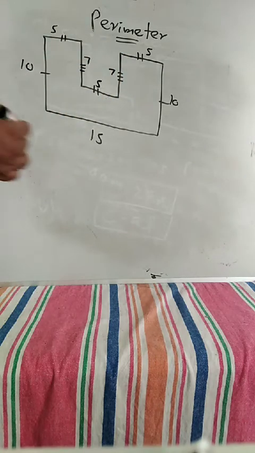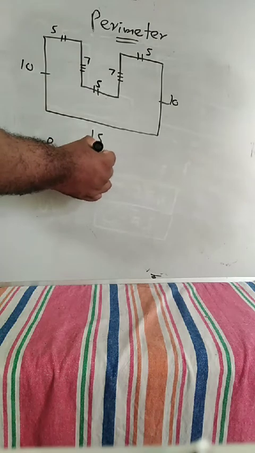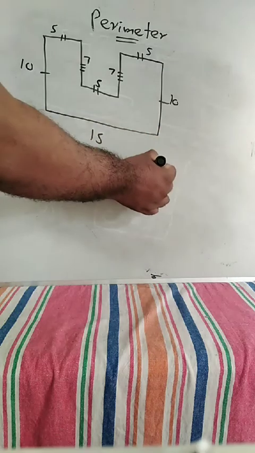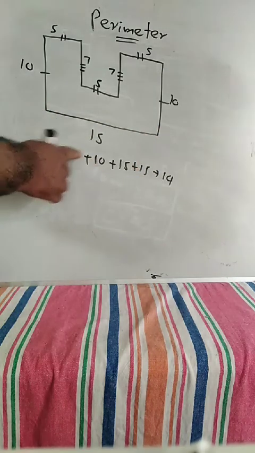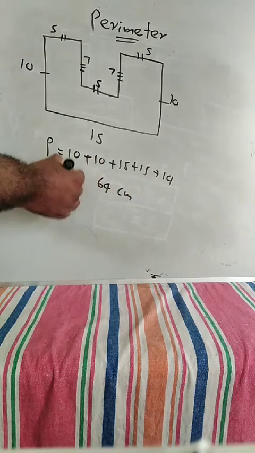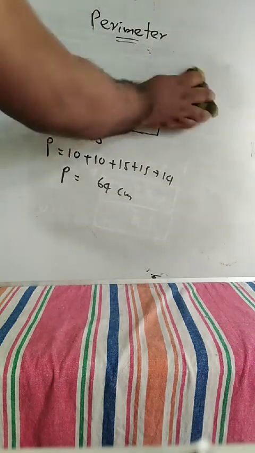Now you can add. The perimeter is 2 tens, 15, 2 15 and 7 plus 7 is 14. Then 30, 40, 50, 64 centimeters perimeter. Understand? 64 centimeters. I think you will understand this.